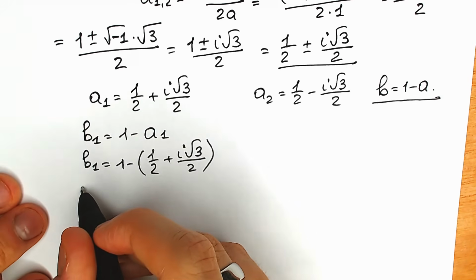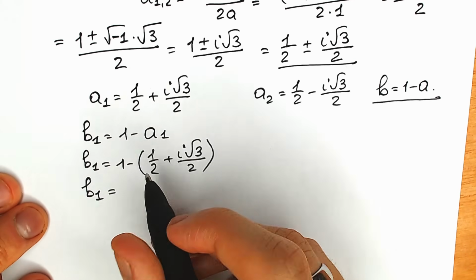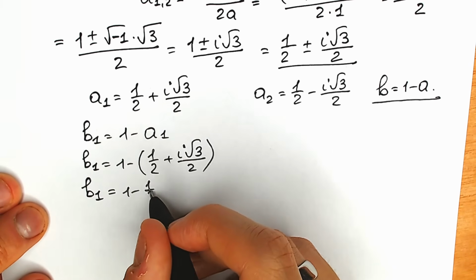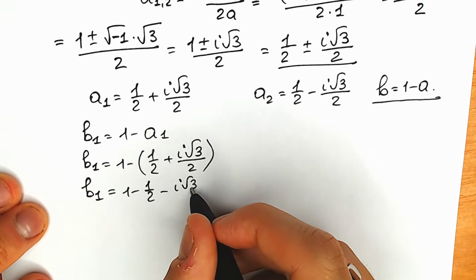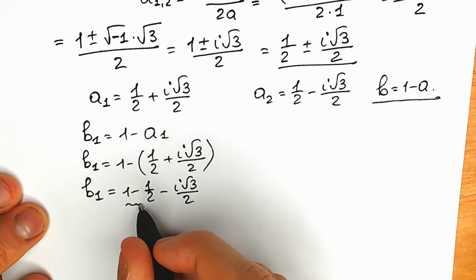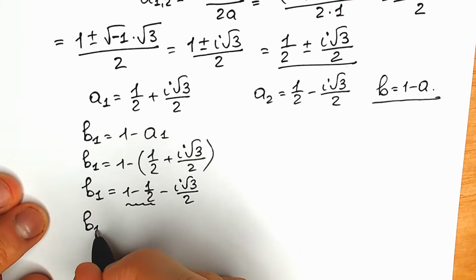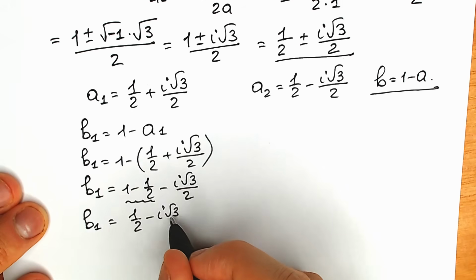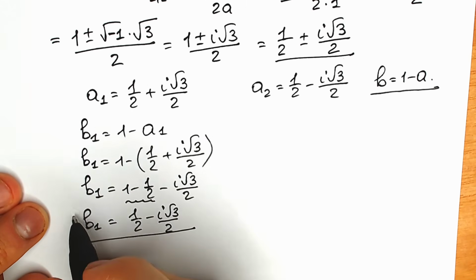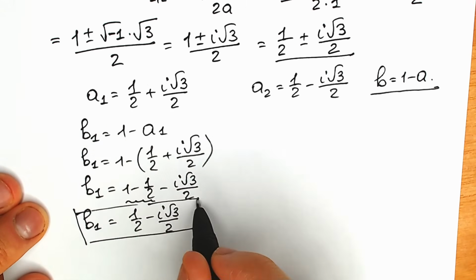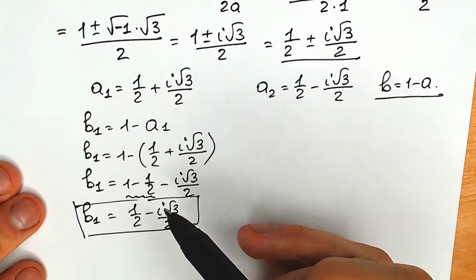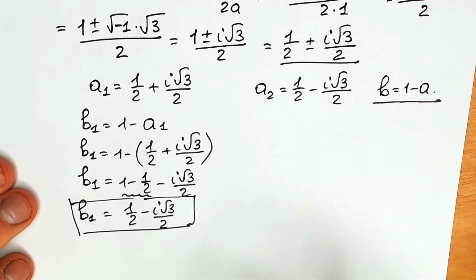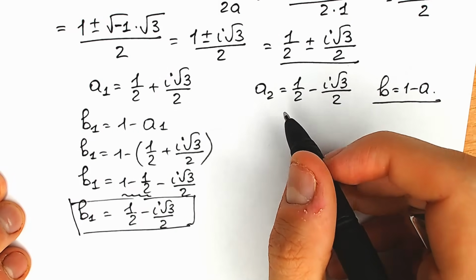Of course, we can easily open up parentheses. We have b first equal to 1 minus 1/2 minus i square root of 3 over 2, and 1 minus 1/2 equals 1/2. So our b first is equal to 1/2 minus i square root of 3 over 2, and we have one pair of roots. Okay, we have a first and we have b first, and right now let's find our b second.